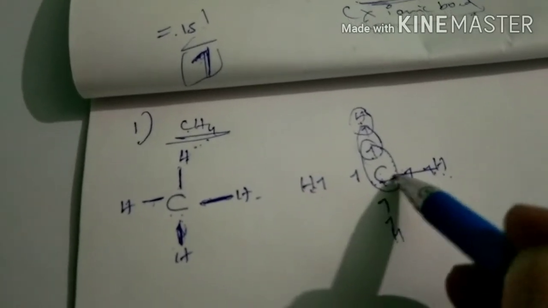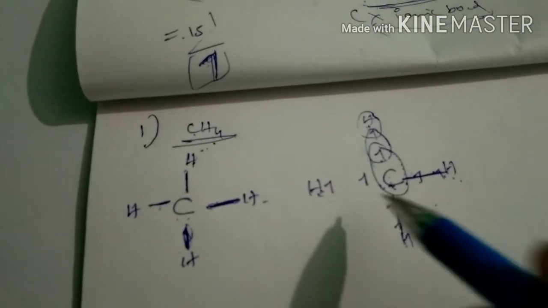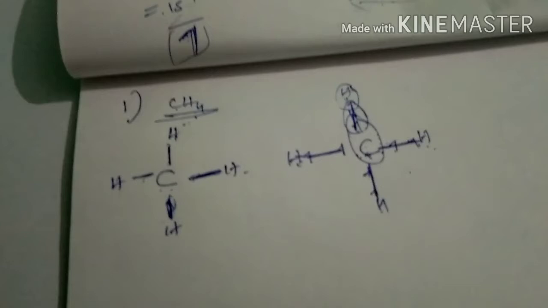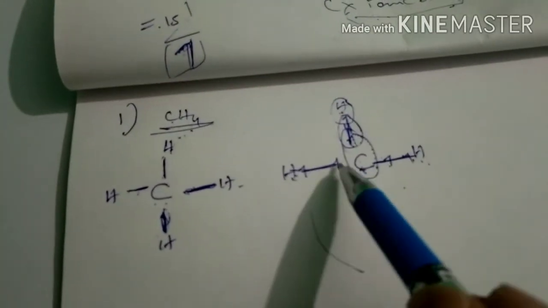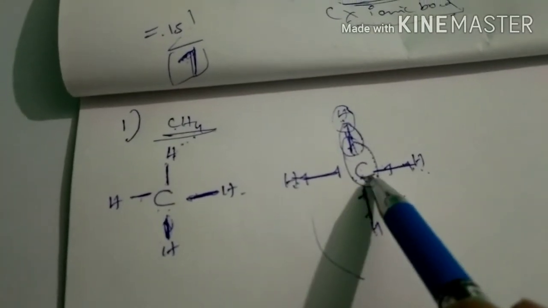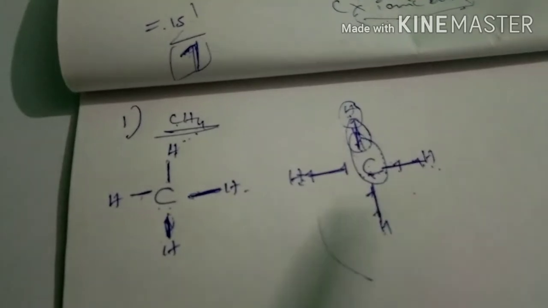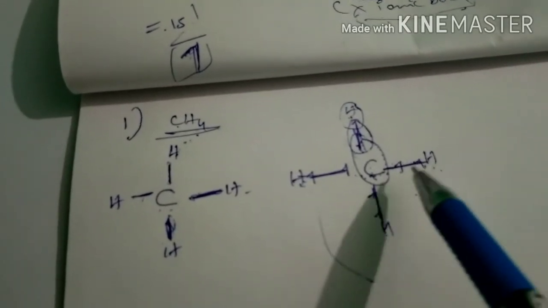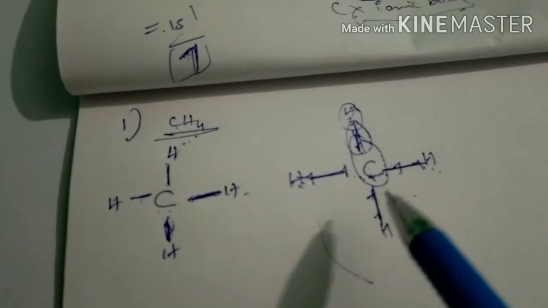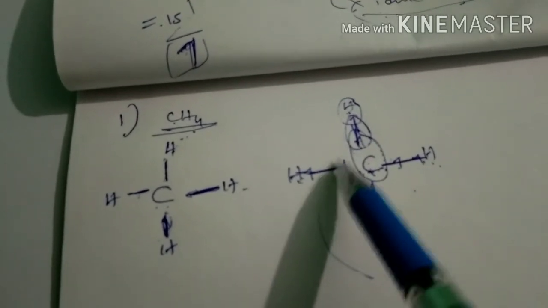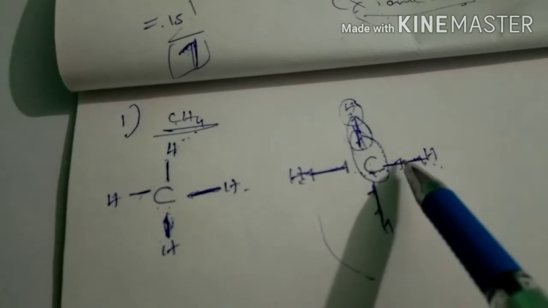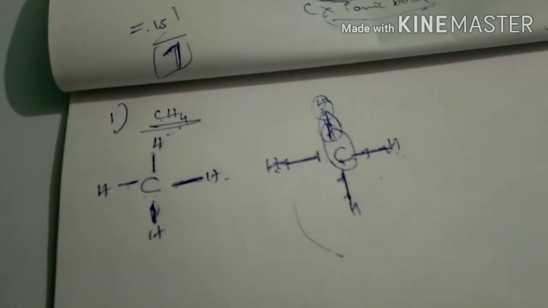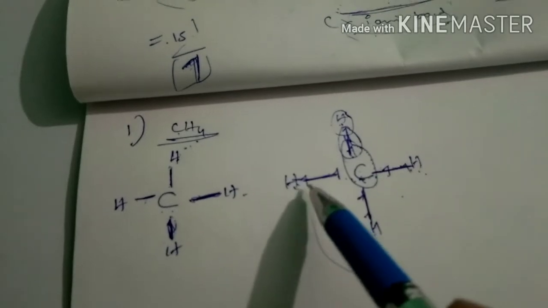That bond is called what? Covalent bond. So this is the definition of covalent bond. Sharing of electrons takes place between 2 atoms equally. That is called covalent bond. Here 4 sharings of electrons take place between atoms. That is why 4 covalent bonds will be formed.